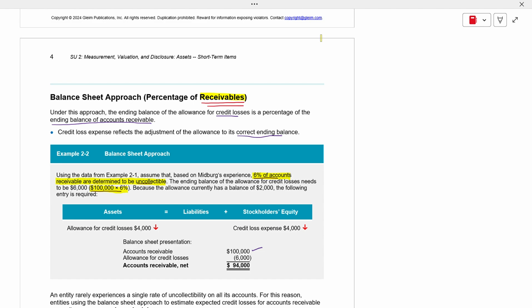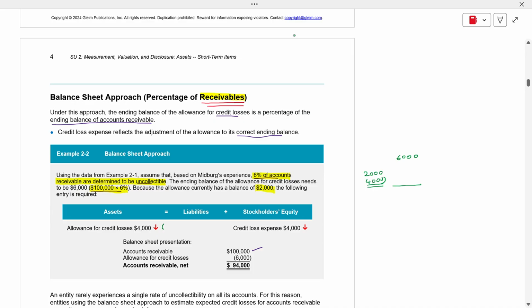Because the allowance currently has a balance of 2,000, the following is required. Already how much allowance is there? Already there is an allowance of 2,000. You need 6,000. Already you have 2,000. Now how much do you have to make extra? You have to make an additional 4,000. Total will be 6,000.